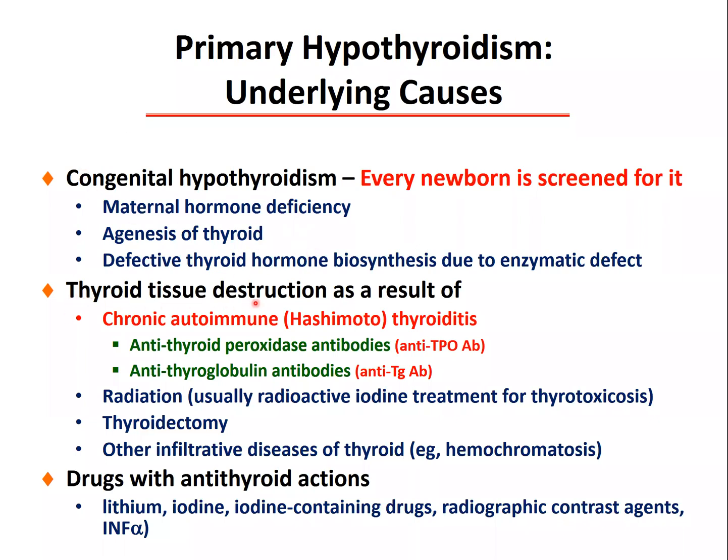Now, thyroid cell destruction occurs mostly in a chronic form, a chronic autoimmune disorder called Hashimoto thyroiditis. In case of primary hypothyroidism, you should immediately measure the anti-thyroid antibodies, such as the anti-TPO antibodies and the thyroglobulin antibodies. Now, radiation can cause hypothyroidism, or thyroidectomy can cause it, or infiltrative diseases, for example hemochromatosis, can cause it.